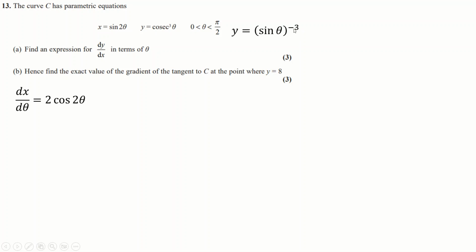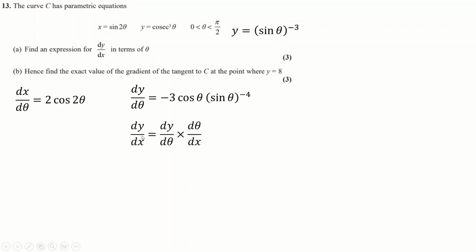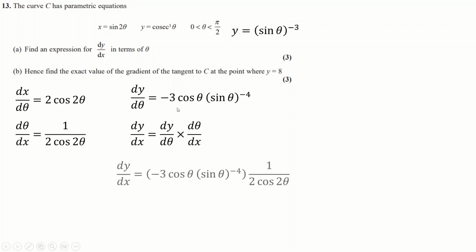So, okay, differentiate this. You bring the minus 3 to the front. That goes to a minus 4. And then the derivative of that is cos theta. So I think I end up with this. And now dy by dx we could say is equal to dy by d theta times d theta by dx, because we could sort of pretend these cancel, and we'll get this. Let's just flip this over to make that, and then just multiply these two things together, and we'll get this.